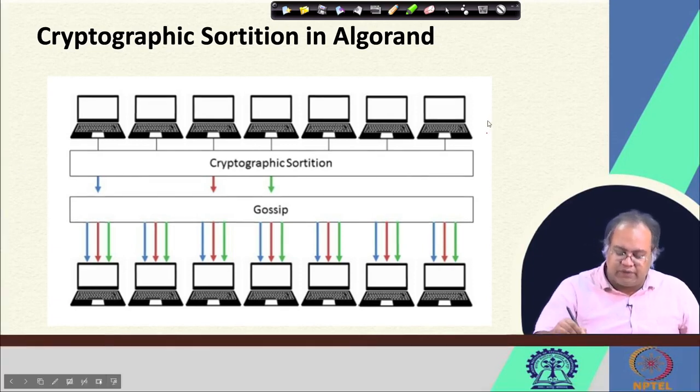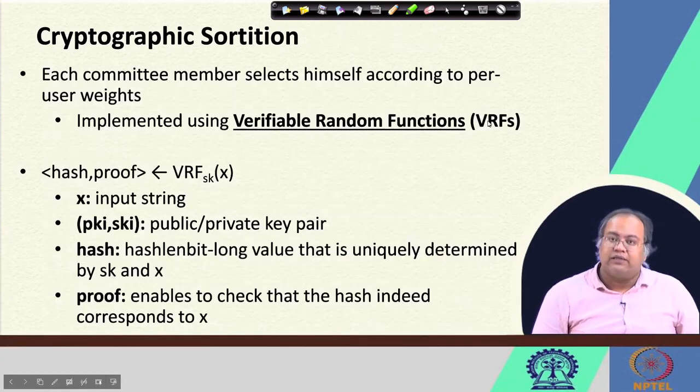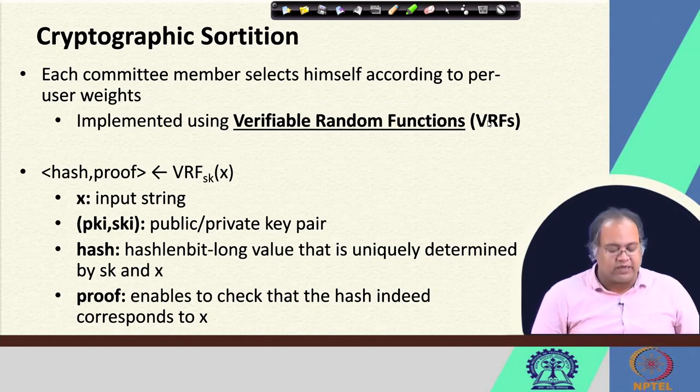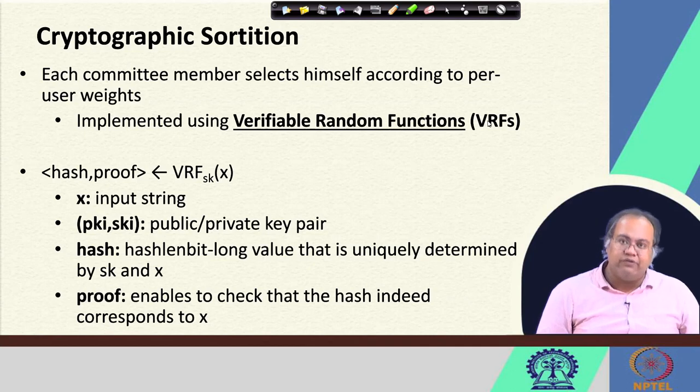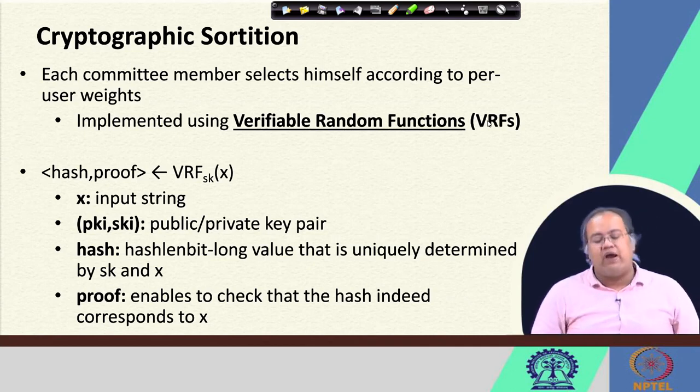So, let us see what this cryptographic sortition algorithm is. It works in this way: each committee member, as I mentioned earlier, selects himself or herself according to per user weights. This weight comes from the amount of money that individual users have, and this is implemented using something called a verifiable random function, or VRF. So, this is the magic that is being done.